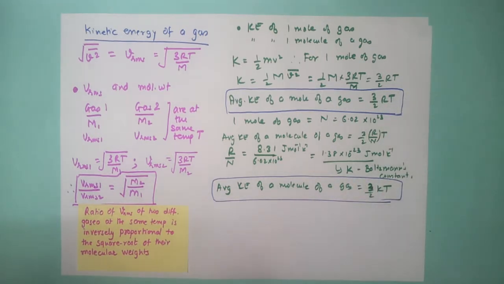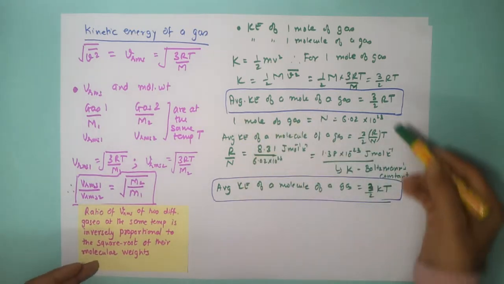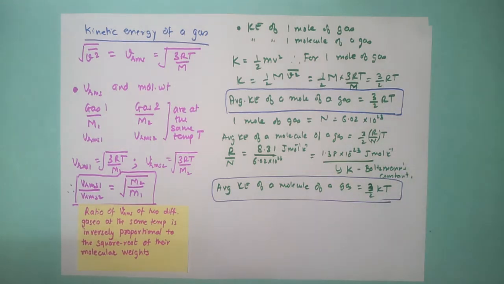So kinetic energy of a gas is dependent only on temperature. That means it does not depend upon pressure of the gas, it does not depend upon the volume of the gas, it does not depend upon mass of gas. Only temperature defines kinetic energy of gas. And that means if we have two gases at the same temperature, they would have the same average kinetic energy. Average kinetic energy of a mole of gas would be the same. That's the conclusion that we draw from these two equations.